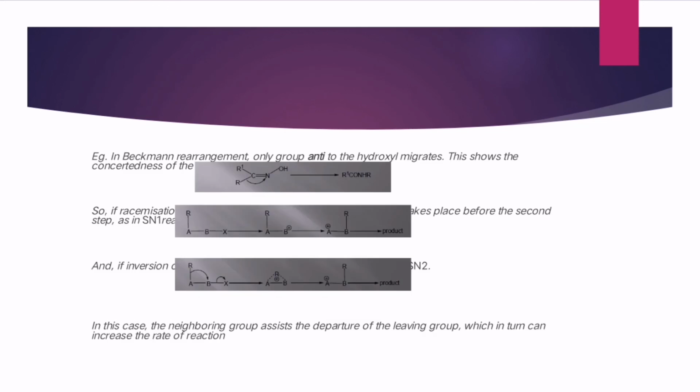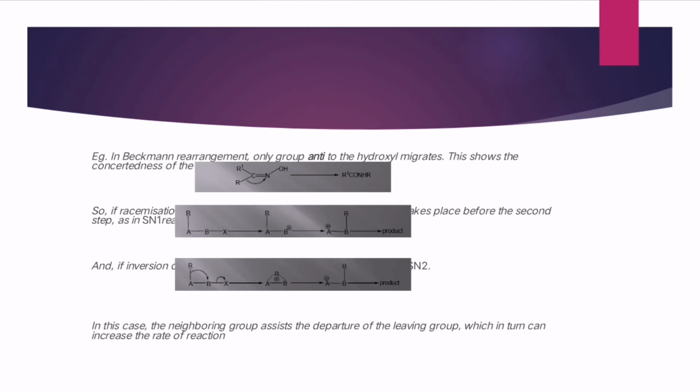These are a few examples. The first one is a Beckmann rearrangement, where it is shown that only the group anti to the hydroxyl group, like the one which is present in transposition to the hydroxyl group, would show the mechanism of migration.